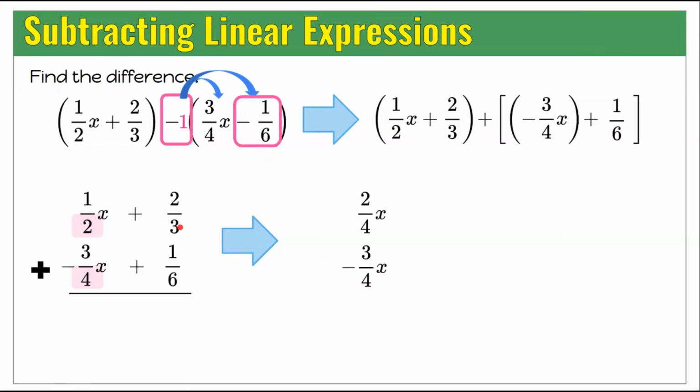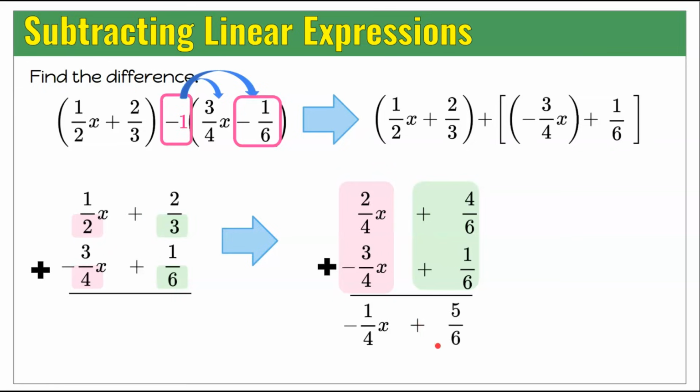Then when I look at my constant terms, I see they don't have a common denominator either. So my common denominator between 3 and 6 would be 6. In order for this to have a denominator of 6, I need to multiply both the numerator and denominator by 2. 2 times 2 is 4 over 6, and then 1/6 stays. And I'm ready to add. I have my like variable terms and my like constants. 2/4 x and -3/4 x are going to give me -1/4 x. 4/6 add 1/6 is going to give me +5/6.